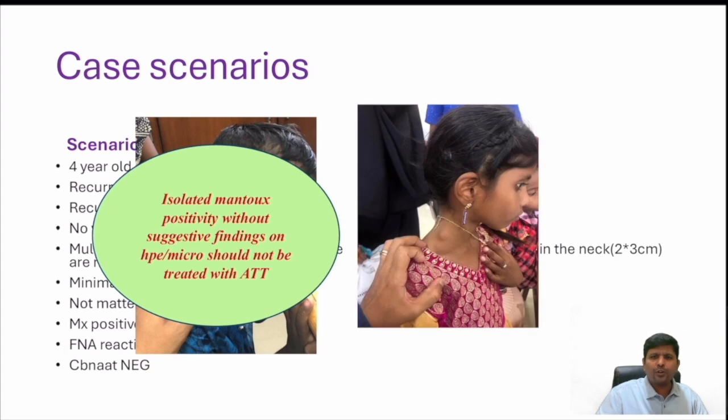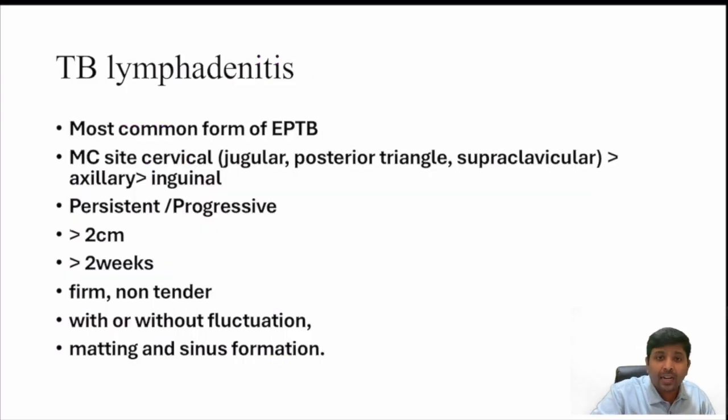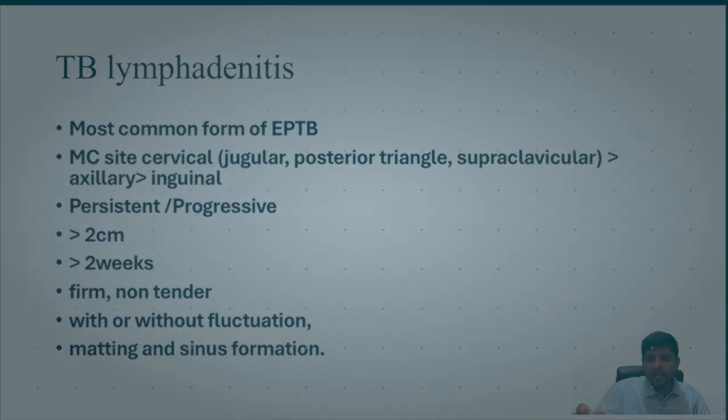Okay, then look at this node, a sizable node, two nodes, posterior triangle of the neck. This child should be investigated, my dear boys and girls. So what are all the features of TB? More than 2 centimeters, more than 2 weeks duration, skin not pinchable. It means there is an underlying inflammation.